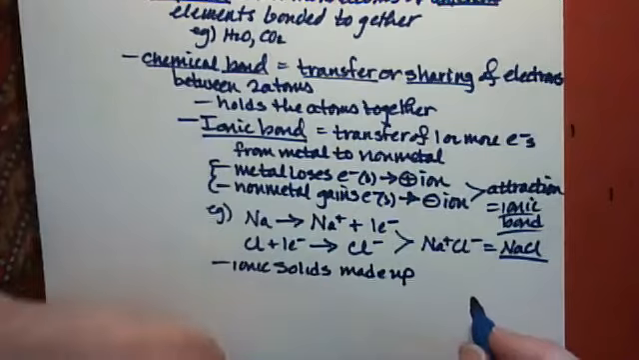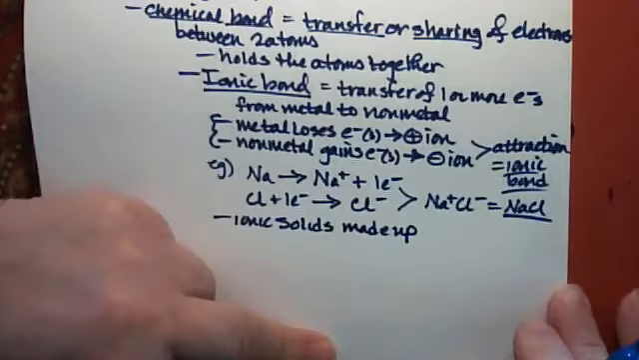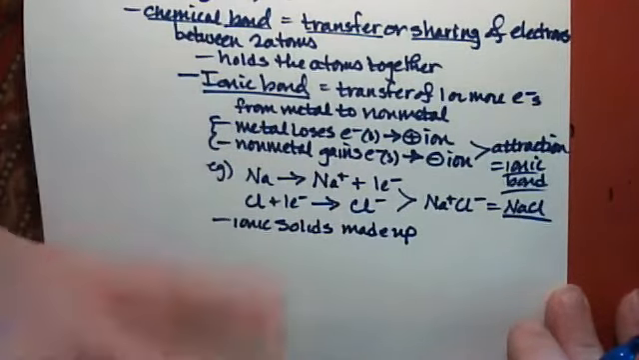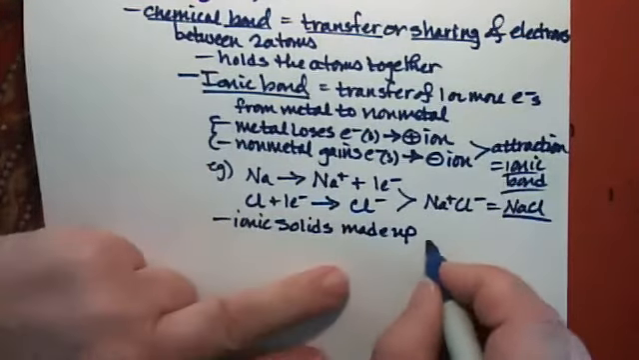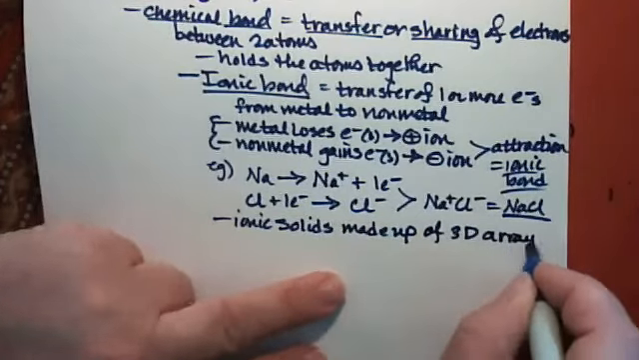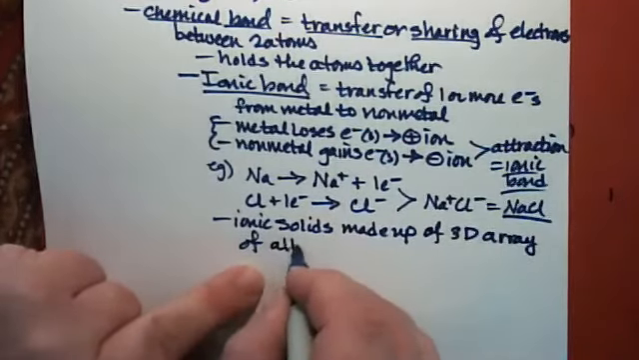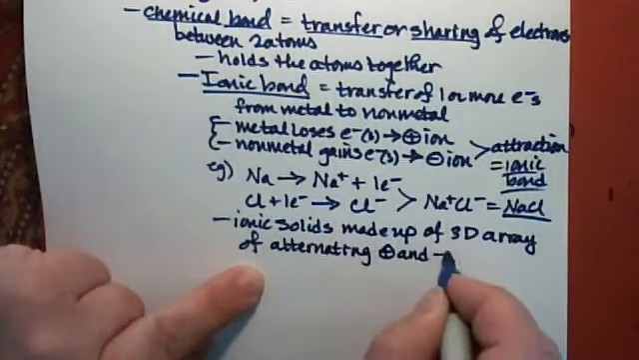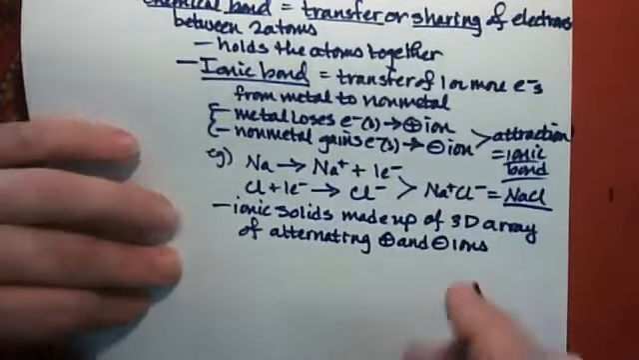And actually, ionic bonds are not directional, meaning that, say, a positive ion will be attracted to several different negative ions at the same time. And vice versa, a negative ion will be attracted to several different positive ions at the same time. The result is that ionic solids are made up of a 3D array of alternating positive and negative ions. And it just repeats on and on and on again in 3 dimensions.